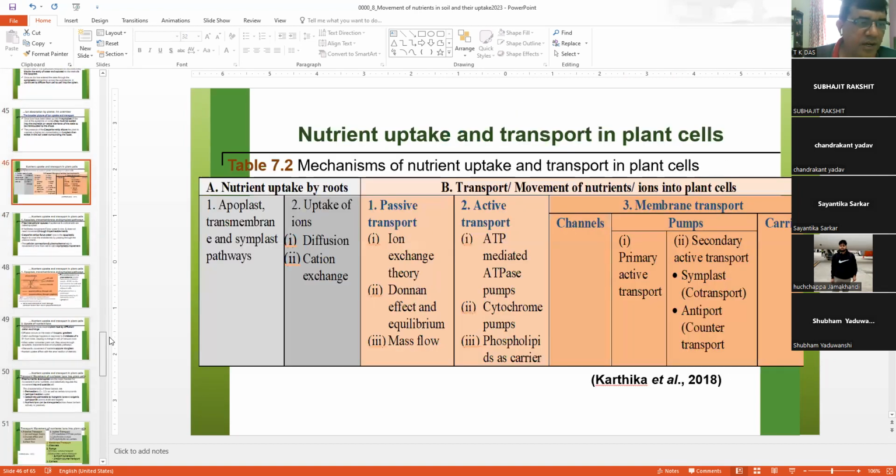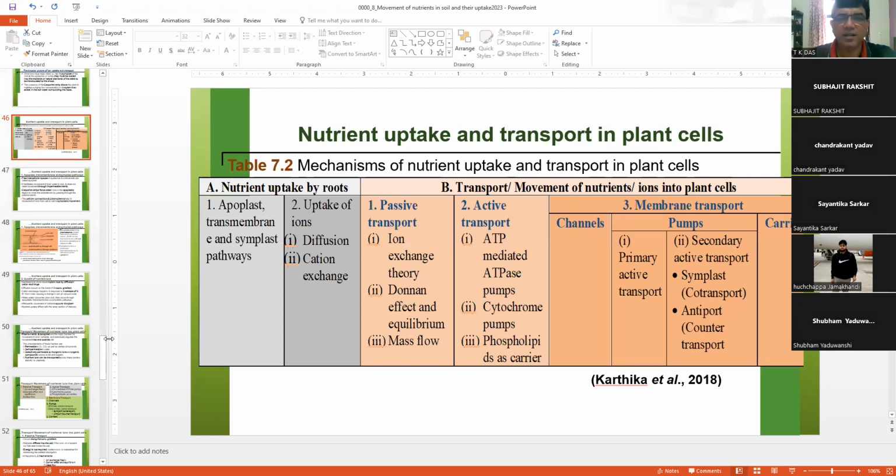Now this was just kind of background. Now you see a different mechanism of nutrient uptake and transport in plant cells. Dear student, it is a very complicated subject, very complicated subject. It is not very well understood by me also. I tried my best, but a lot of confusion is there.